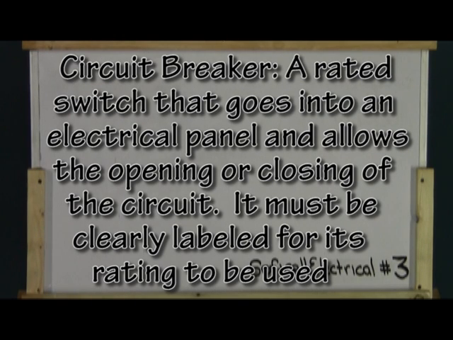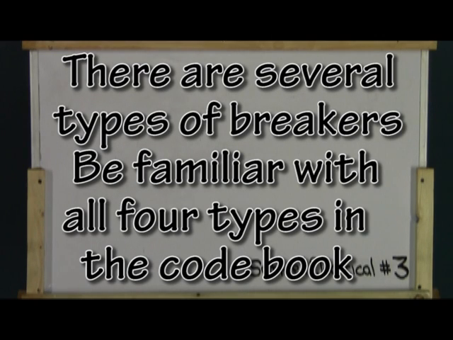We now come to circuit breaker. It's a special kind of switch that allows you to turn power on and off the entire circuit. It also has a preset limit to cause the power to shut off when that power limit is exceeded. Only breakers that are clearly identified with its amperage limit can be used. There are several types of circuit breakers, and you should familiarize yourself with the 4 types listed in the code book.